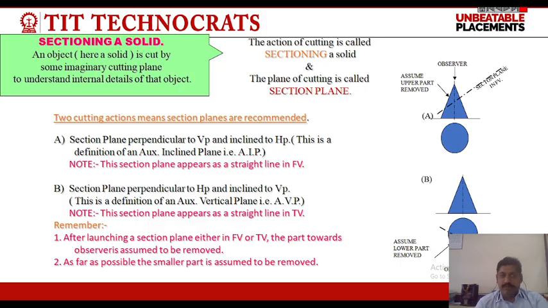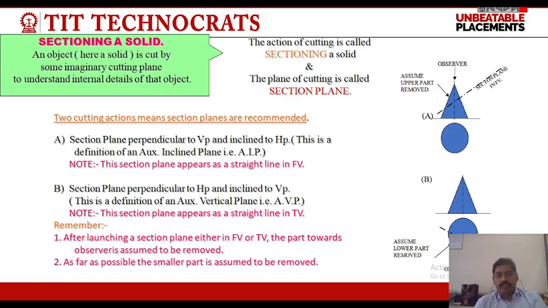An object is cut by some imaginary cutting plane to understand the internal detail of the object. The imaginary plane is called a section plane or cutting plane. The surface produced by cutting the object is called section. It is indicated with thin section lines uniformly spaced, not more than 2 to 3 mm apart, at an angle of 45 degrees. The projection of the section along with the remaining portion of the object is called sectional view.